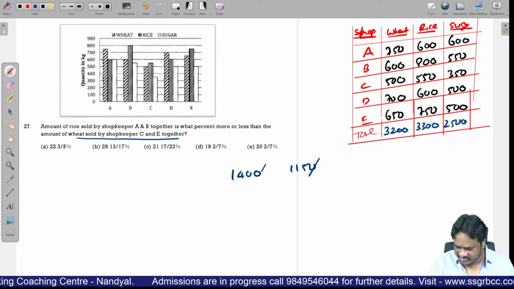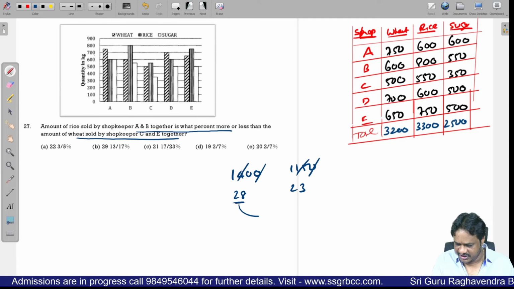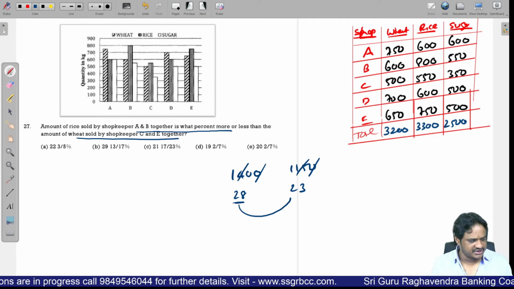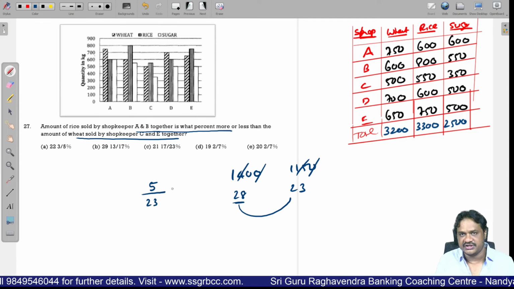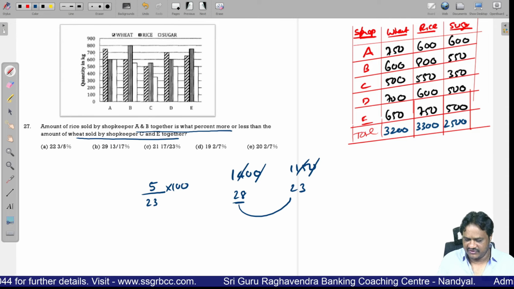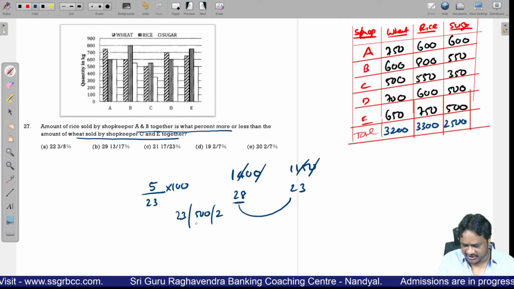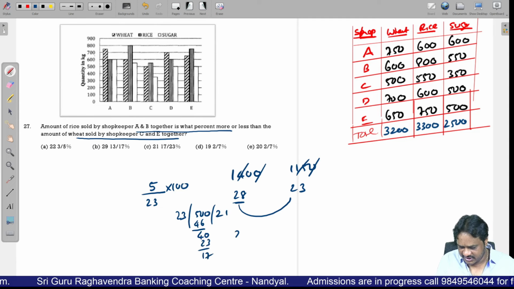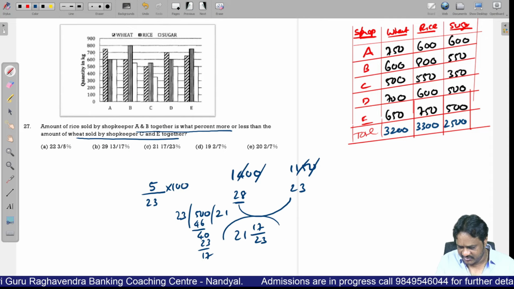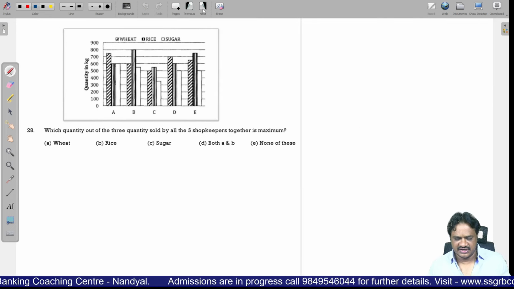Now let us simplify this. Zeros cancel, 28 and 23. Now what is the question? A and B, that is 28, is it more than 23 or less than 23? It is definitely more. How much more? 5. From where it is more? 23 into 100. So divide 500 by 23. 23 twos are 46, 23 ones are 23. The answer is 21 17 by 23. 3 is the correct answer. Next one.